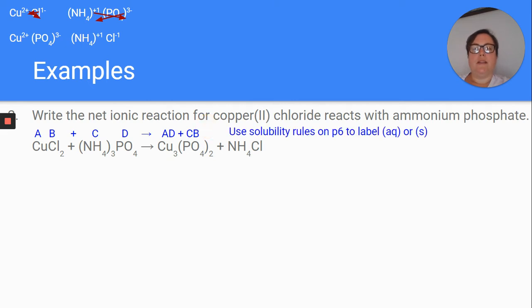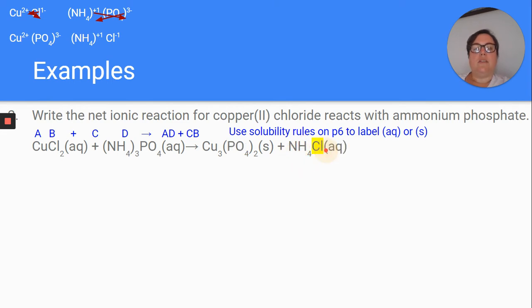And we're going to look at our solubility rules and just label aqueous and solid. So all chlorides are soluble, copper not an exception, so it's going to be aqueous. Phosphate, all phosphates are insoluble, and then there's some exceptions. Ammonium is an exception, so that's now aqueous. However, copper here in the product is not an exception, so this one will remain insoluble and it is a solid. All chlorides are aqueous. Ammonium is not an exception, so this remains aqueous.